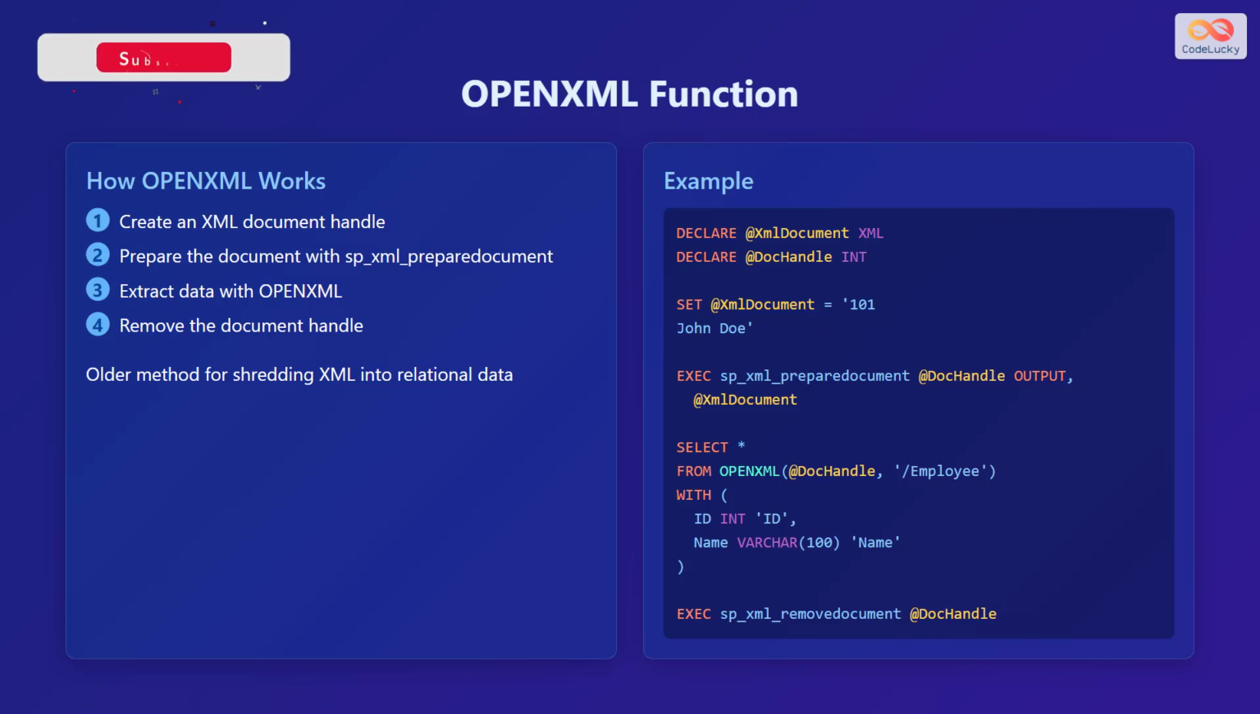For example, declare @XMLDocument XML, declare @DocHandle int, set @XMLDocument equals employee id 101 John Doe name employee. Exec sp_xml_preparedocument @DocHandle output, @XMLDocument. Select * from OPENXML(@DocHandle, '/employee') with (id int, name varchar(100)), then exec sp_xml_removedocument @DocHandle.